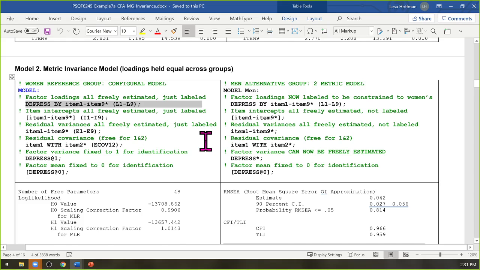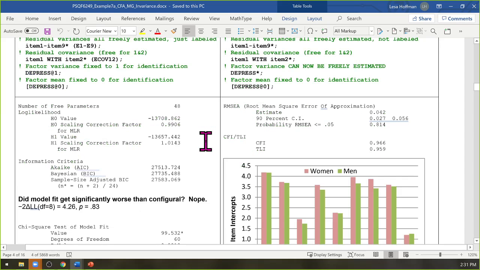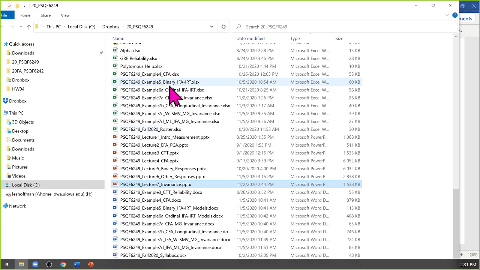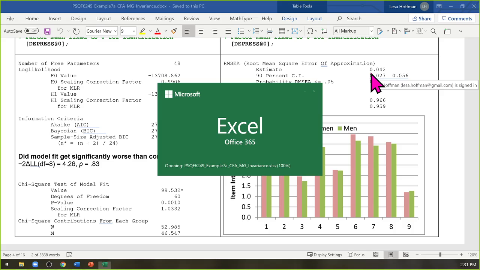So here's what happened. I have 48 parameters now. How many did I save relative to my previous model? Let me open up my handy dandy spreadsheet where I went through the trouble to catalog all of these things.